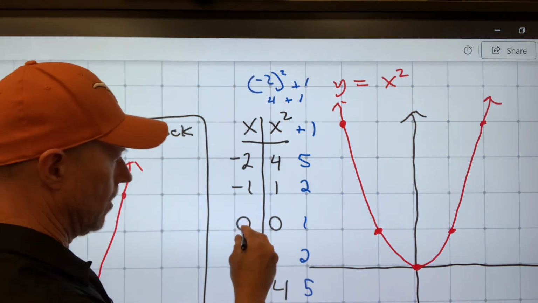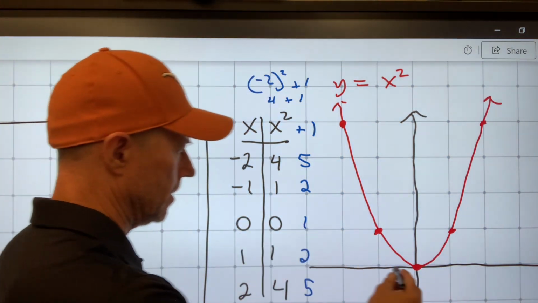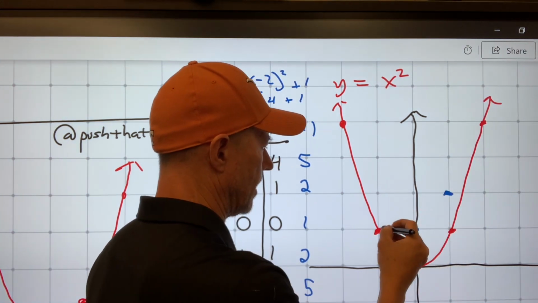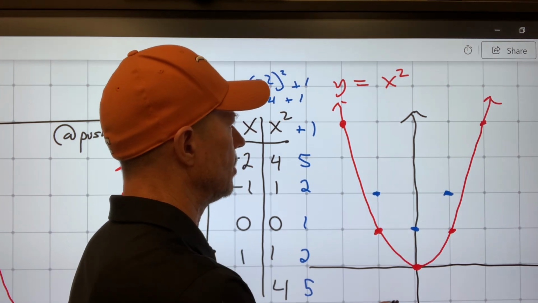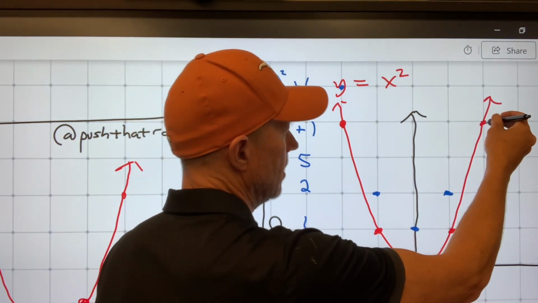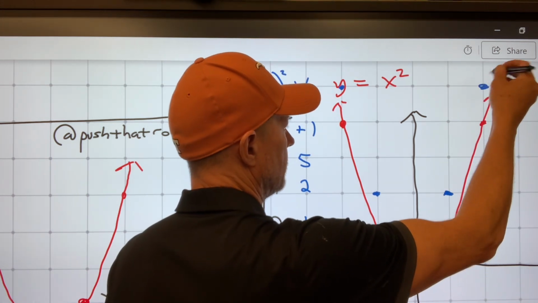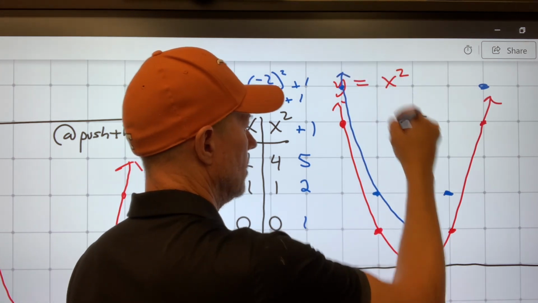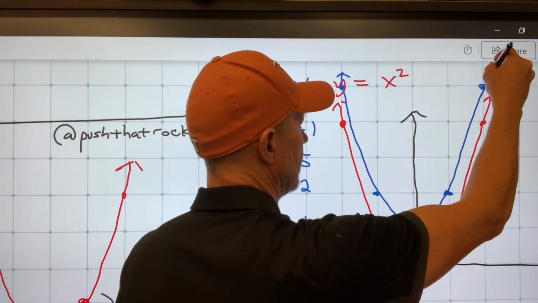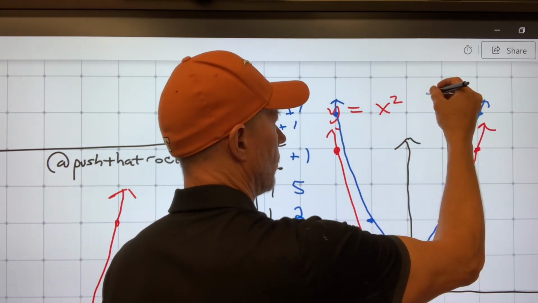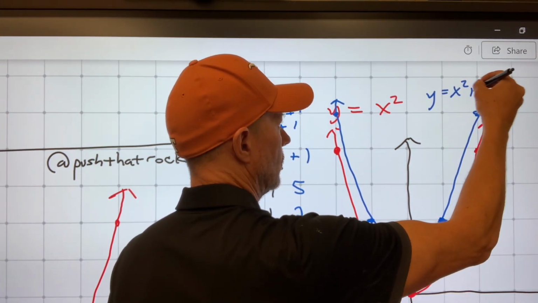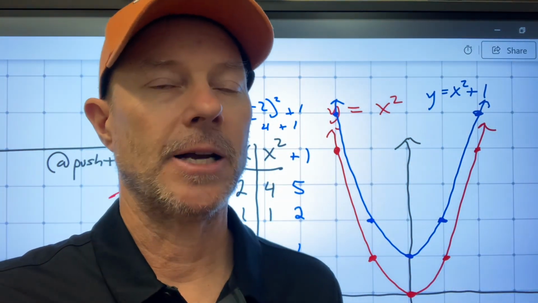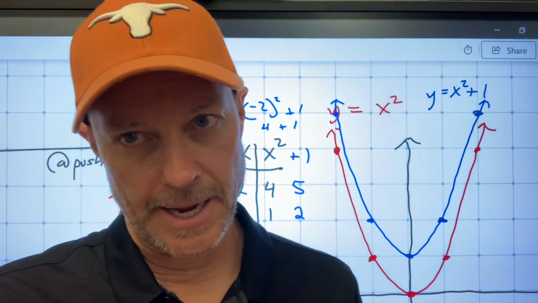Instead of 0, 0, there's a point at 0, 1. So 0, 0 becomes 0, 1. 1, 1 becomes 1, 2. -1, 1 becomes -1, 2. This point comes up to 5. The point at 2, 4 goes up, is now 2, 5. And the parabola looks like so. So notice, it just lifted up 1 unit. That's called a translation. You can translate by shifting up a set amount, going down a set amount.